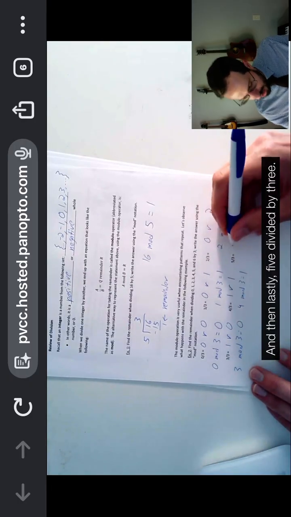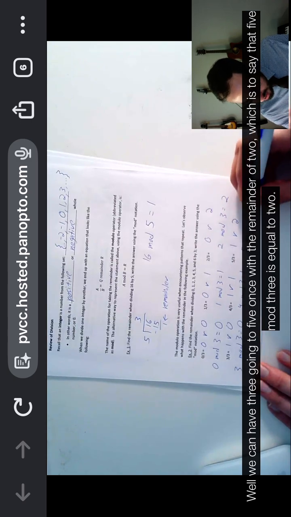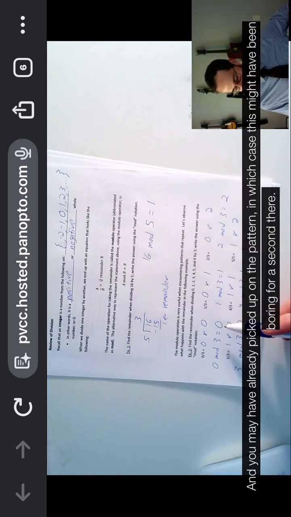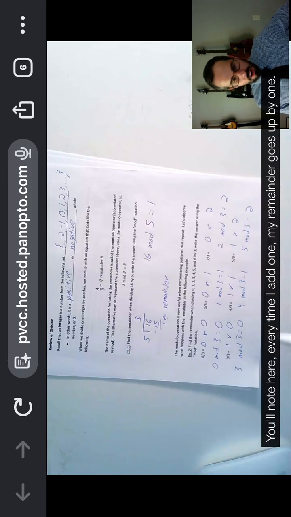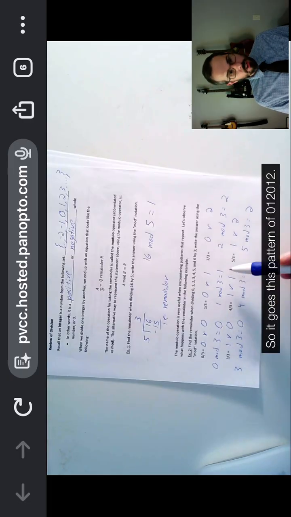And then lastly, 5 divided by 3, well, we can have 3 go into 5 once with a remainder of 2, which is to say that 5 mod 3 is equal to 2. And you may have already picked up on the pattern, in which case this might have been boring for a second there. You'll note here, every time I add 1, my remainder goes up by 1. But once I get to here, when I add 1 to that 1, we cycle back to 0. So it goes this pattern of 0, 1, 2, 0, 1, 2.